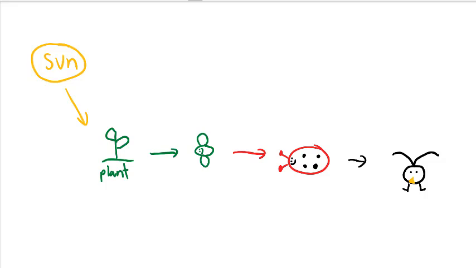Anyway, so this is a food chain. It starts with the sun. Now, when the sun shines down on the plant, photosynthesis takes place and the plant can grow. So the plant grows and then the green fly feeds on it. The ladybird will then eat the green fly and the regular bird will eat the ladybird.